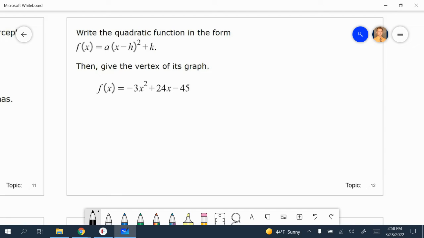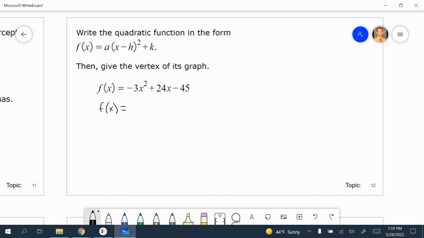Okay, we're going to write this quadratic function in vertex form. That's the type of form that it wants it in. So if I'm writing this in vertex form, I'm going to have to arrange some things here. First of all, this negative 45 that's at the end here, I'm basically just going to pretend it doesn't exist for the first few steps of this problem.